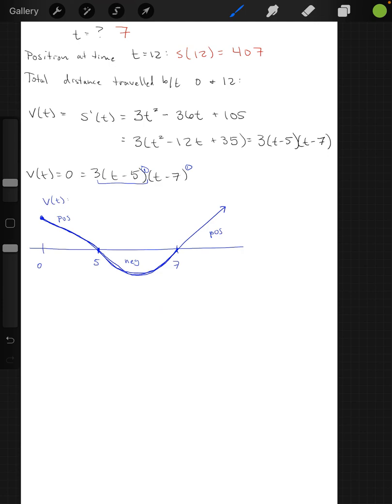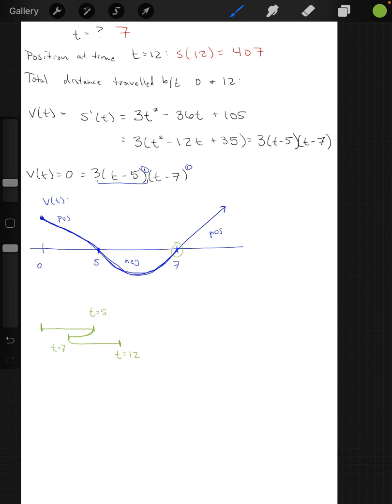So if we look at the line that our particle is traveling on, it's going to be traveling forward until t equals 5. Then it's going to start moving backwards until t equals 7. And then it's going to start moving forwards again until we get to t equals 12. So when this particle moves, velocity being positive means that it's moving forwards. Velocity being negative means that it's moving back. And then since the velocity goes positive again, it starts moving forward again.